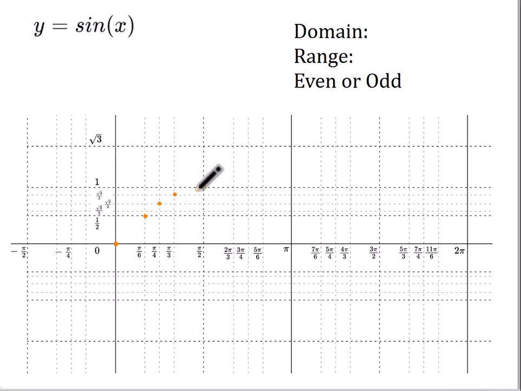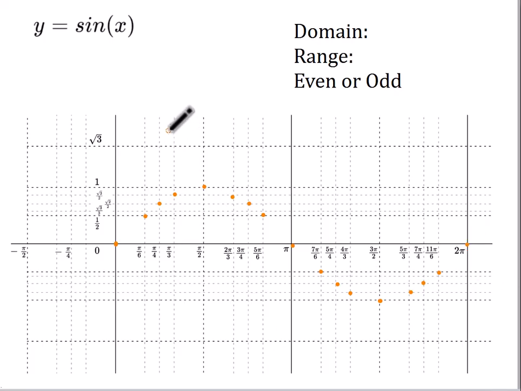Those all went up, and then they all start to come back down. So we're back at square root 3 over 2, back at square root 2 over 2, back at 1/2, back at 0. And then we go on the negative side of things. All of these numbers are the same on the positive side as they are on the negative side. So down to negative 1/2, negative square root 2 over 2, negative square root 3 over 2, negative 1, negative square root 3 over 2, negative square root 2 over 2, negative 1/2, and back to 0.